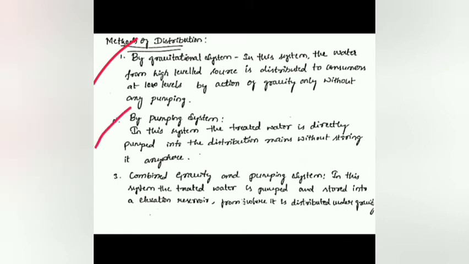So second type, in this system, the treated water is directly pumped into the distribution mains without storing it anywhere. So in this case, storage reservoirs can be avoided. Third is the case, in this system, the treated water is pumped and stored into the elevated reservoirs from where it is distributed under the gravity. It uses both pumping as well as the gravity.